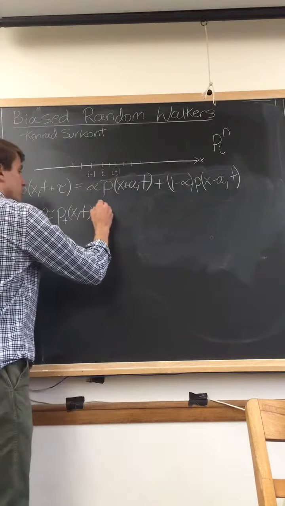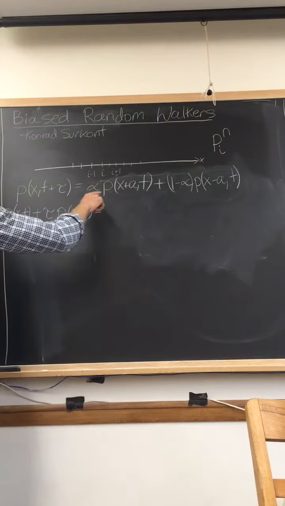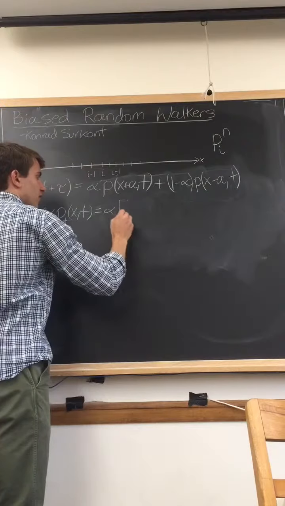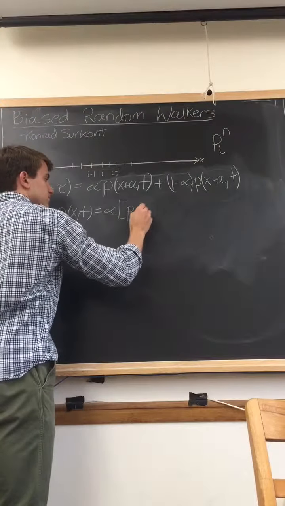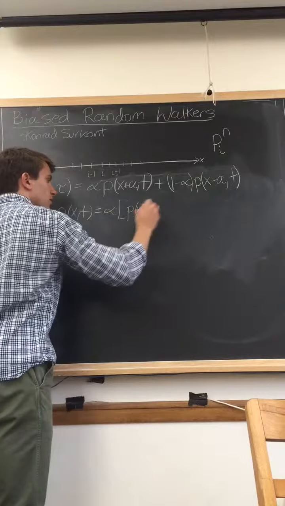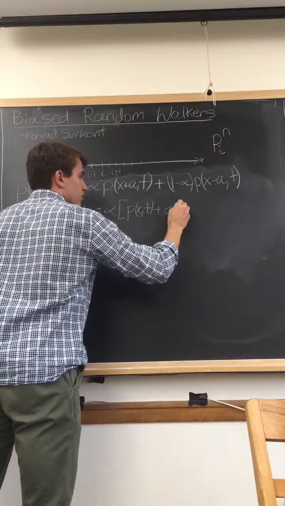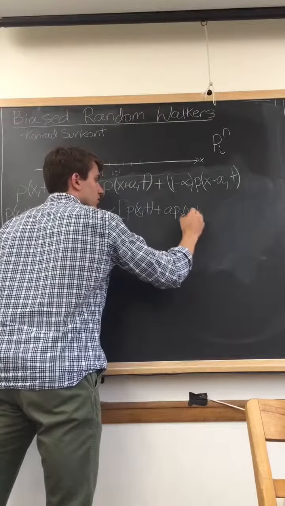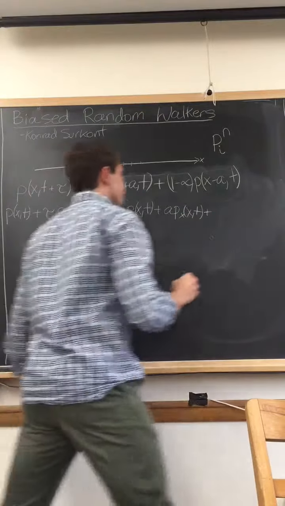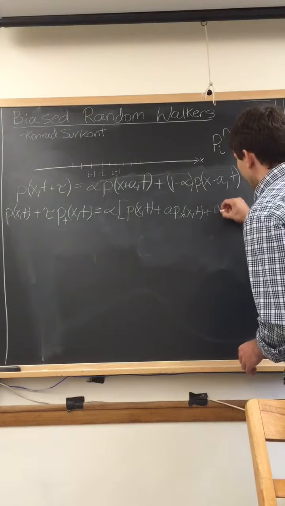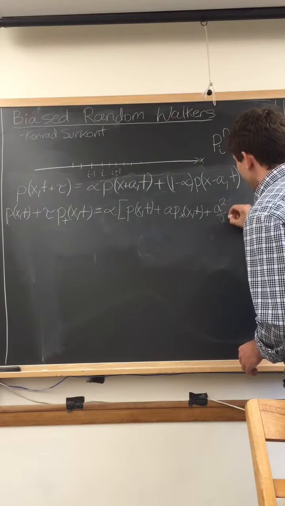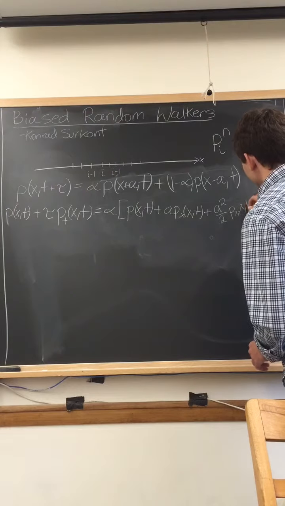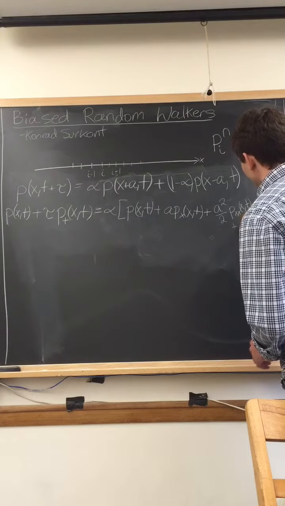We can now equate it to the right side, and we have to Taylor expand both of these terms. The first term looks like this: alpha times p of x and t, plus a times the x derivative of p of x and t, plus a squared over 2 times the double x derivative of p, and on and on.